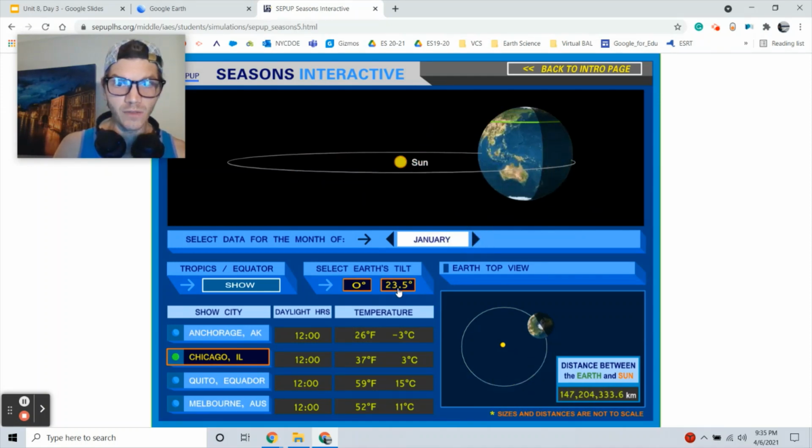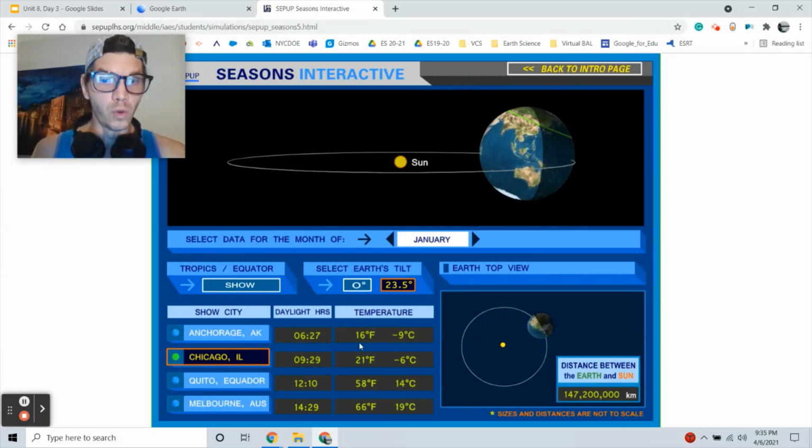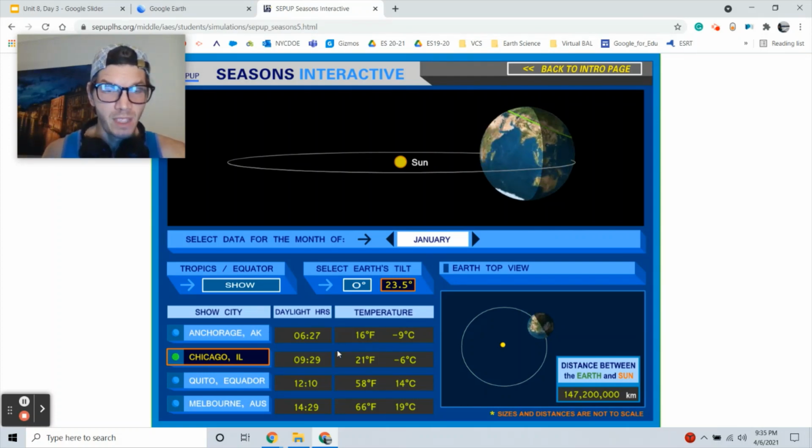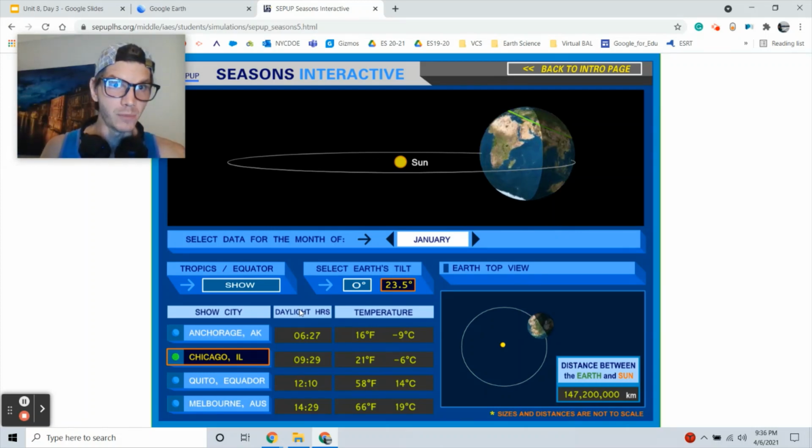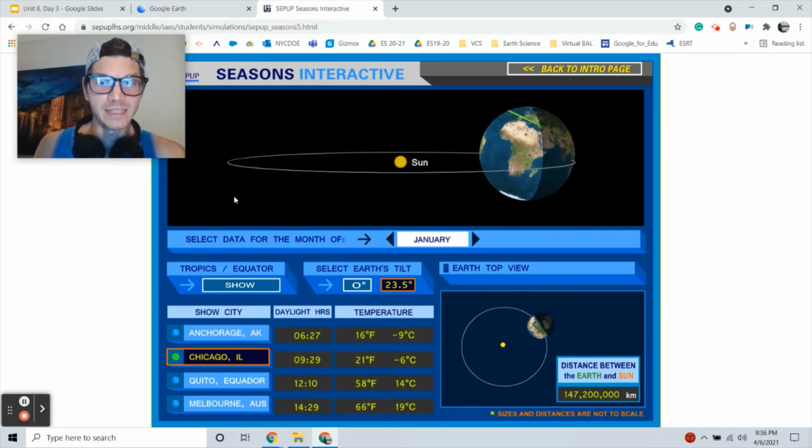So if we had a higher tilt, then we're going to have warmer temperatures in the summertime and cooler temperatures in the wintertime. If that tilt was more, we would just see more of that effect. If it was tilted more towards the sun, then we would get an even warmer summer. And during the wintertime, it would be tilted even further away, which means that it would be a cooler winter. So that's also how the tilt affects the different climates that we see on Earth.